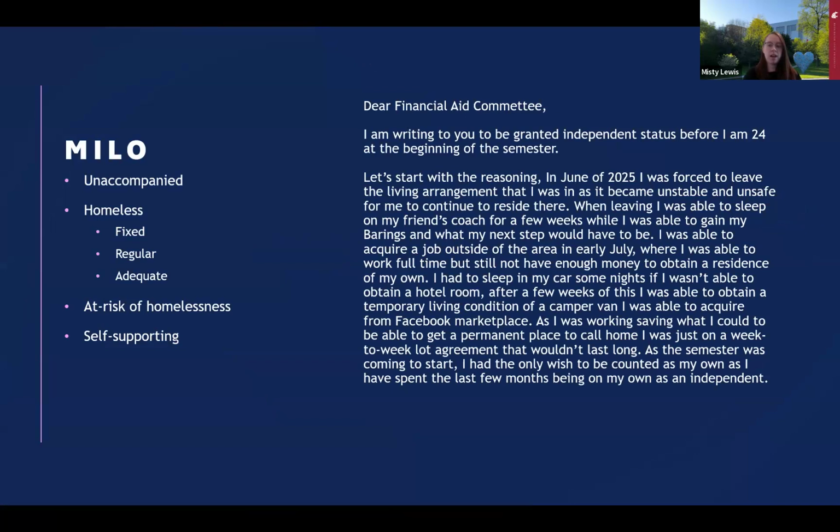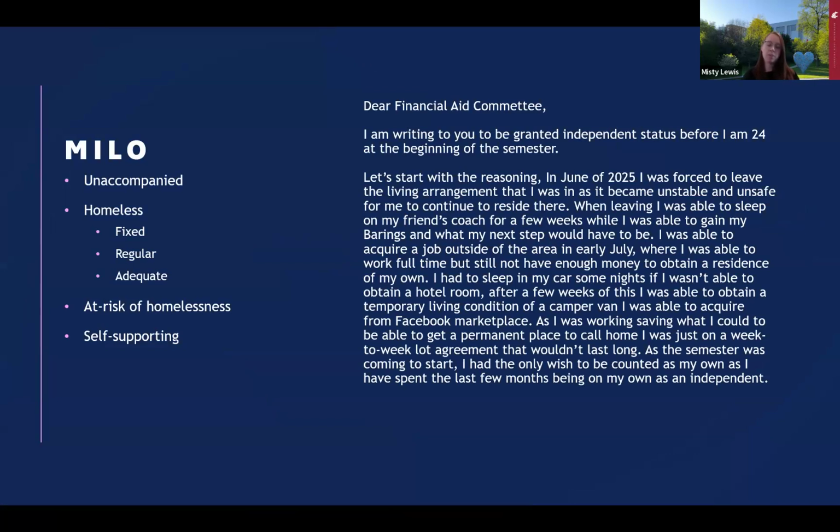In June of 2025, I was forced to leave the living arrangements that I was in as it became unstable and unsafe for me to continue to reside there. When leaving, I was able to sleep on my friend's couch for a few weeks while I was able to gain my bearings and what next steps would have to be.